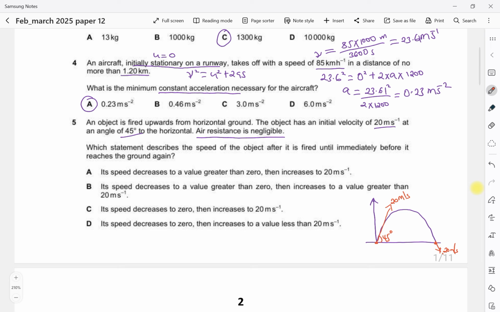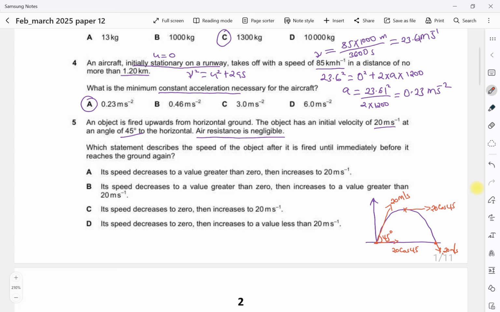However, it is projected at an angle of 45 degrees, which means that it has a component in the horizontal which does not change, and that component would be 20 cos 45. Even at the highest point, the component in the horizontal again still remains 20 cos 45.